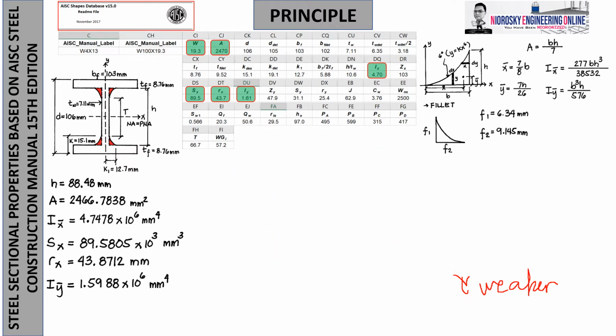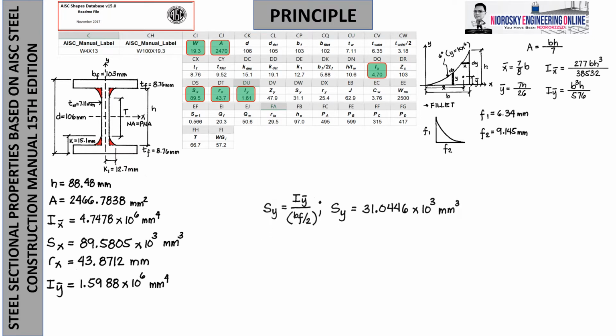So, therefore, to compute the sectional modulus along the weaker axis or the Y, so you will get BF over 2 kasi doon mo siya papupuntahin naman. So, kukuha na natin ng mga tigkakalahati yan. Okay? So, therefore, I think discussed already from your strength of materials. So, that is 31.0446 times 10 to the 3 millimeters raised to 3. So, close enough, 31.1 sa table natin.